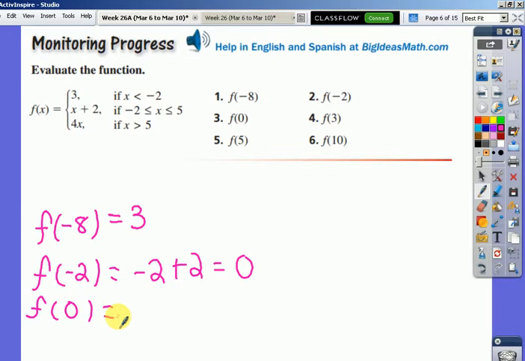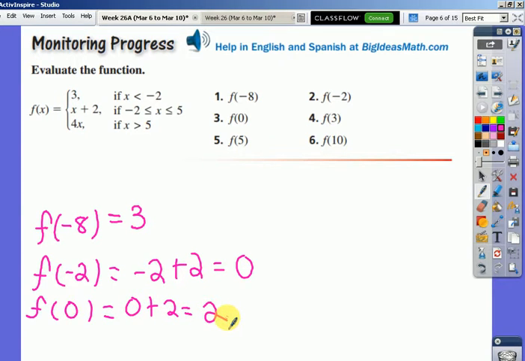Is 0 less than negative 2? No. Is 0 in between negative 2 and 5? Yes, it's in between negative 2 and 5, right? So where do you plug that one in? Second one. So what's 0 plus 2? 2.